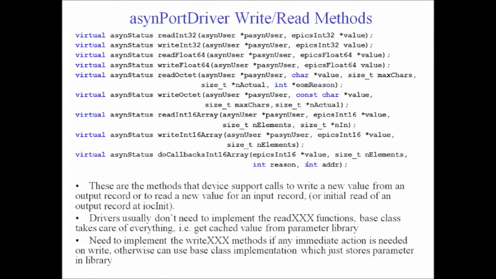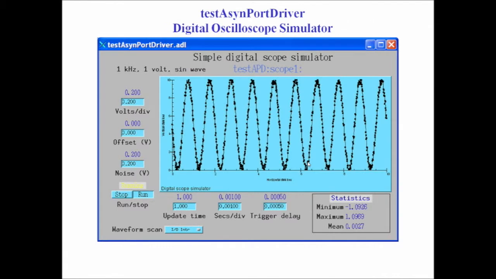You do need to implement the write methods if any immediate action is needed on a write. Otherwise, you can use the base class implementation, which just stores the parameter in the library. But if when somebody calls writeInt32, you want to push a value to the hardware, then you need to implement the writeInt32 function. But it's a virtual function, and you're replacing the function that's in the base class.